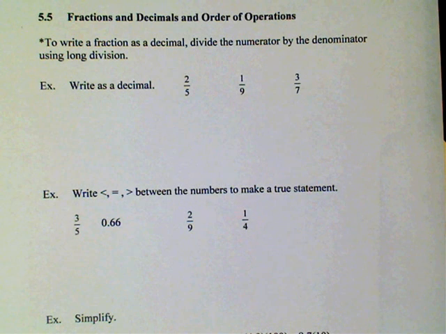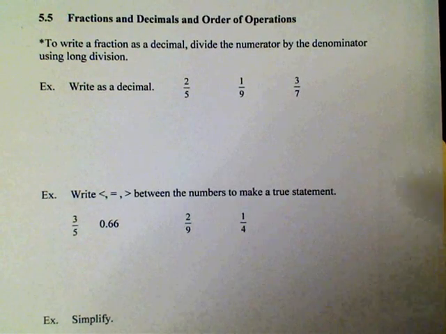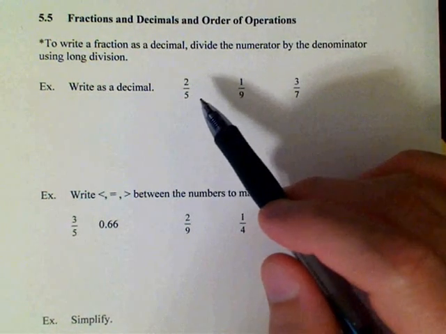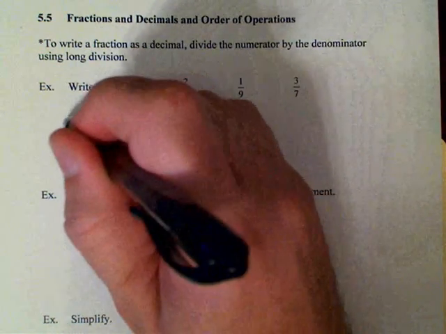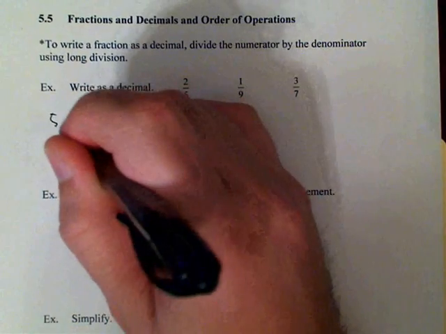Fractions and decimals in order of operations. So, first question is, we're going to convert these fractions to decimals. We're going to use long division. That's 2 divided by 5, which means we're dividing 5 into 2.